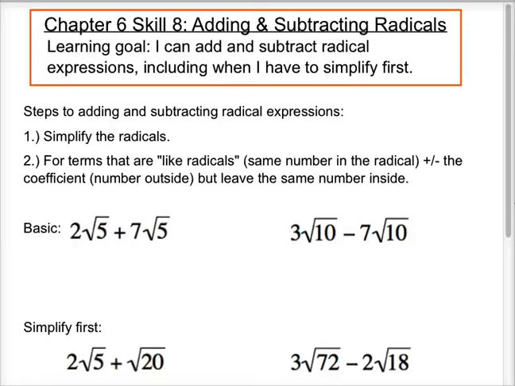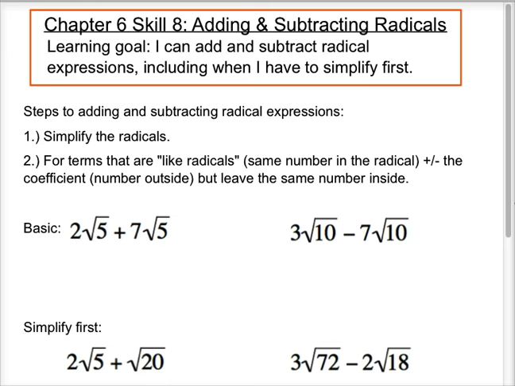In today's lesson, we're going to finally diverge from multiplication and division. We're going to work on adding and subtracting radicals. Now this is a little bit different, okay? So the first thing you're going to do is simplify the radicals first. Simplify if possible, and then you have to see.